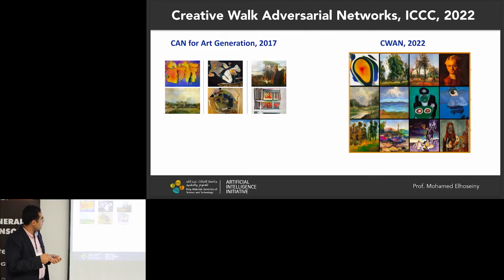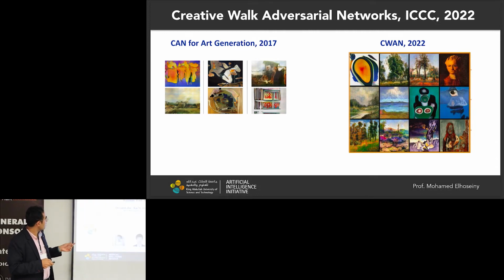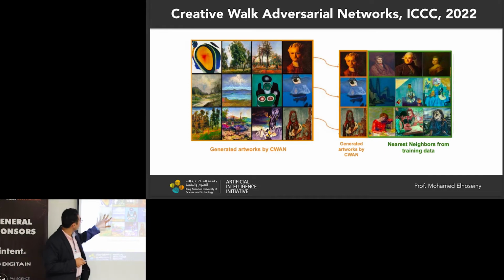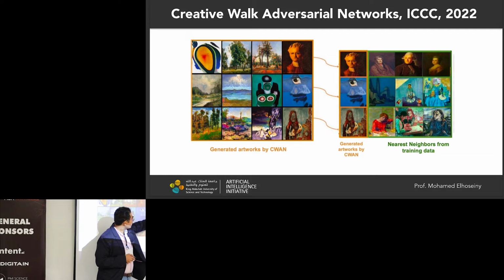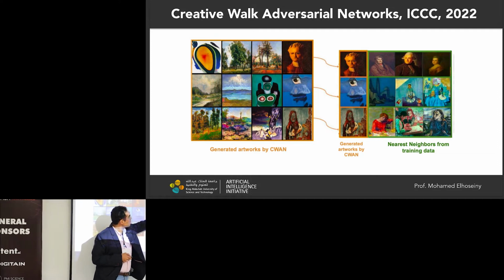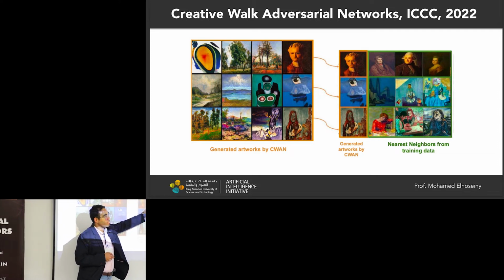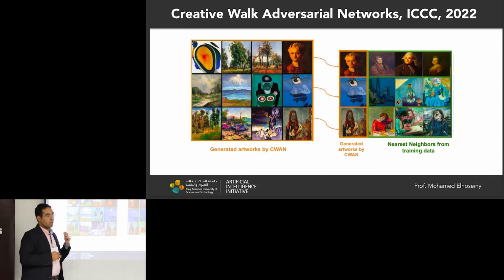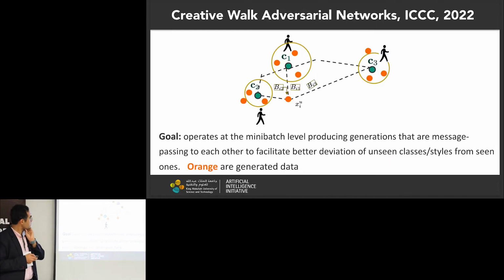So this is to give you an idea. This is the difference between the generations from the earlier version and the later version, and these are samples from the new model. And these are what is in green here for each one of those, the nearest neighbor paintings from the training set, which shows that these generations are unique and are different from what has been seen during training.